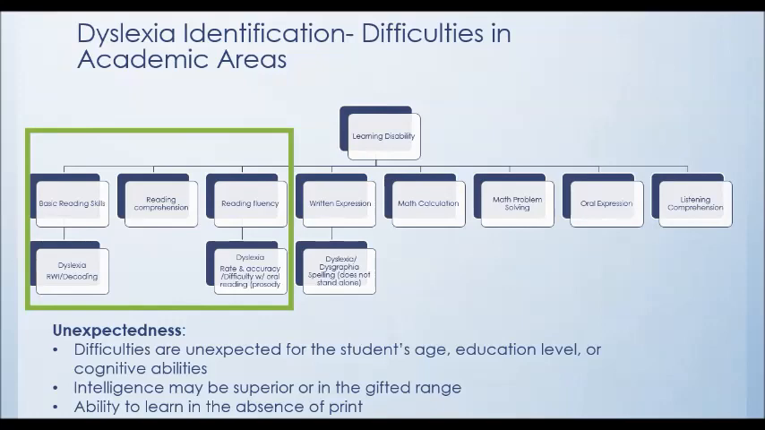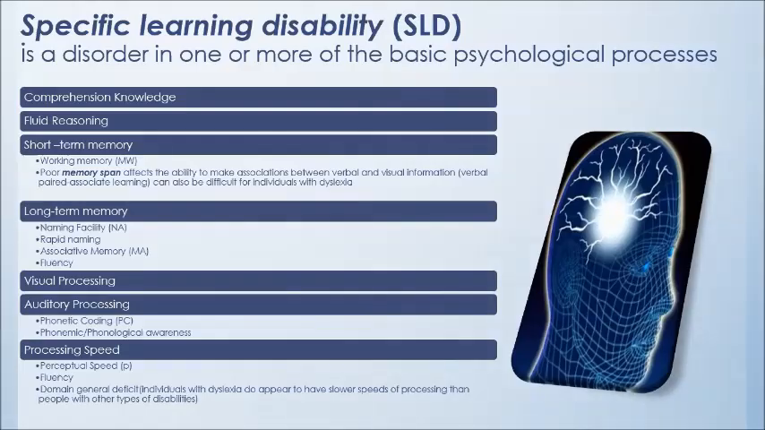In addition to a child qualifying under a specific learning disability, we have to take into consideration the unexpectedness, which is that difficulties are unexpected for the student's age, education level, or cognitive abilities. The intelligence may be superior or in the gifted range. In addition, we take into consideration that he or she has the ability to learn in the absence of print. In diagnosing a child with a specific learning disability, we have to consider the 7 cognitive abilities and determine the strengths and weaknesses from those.